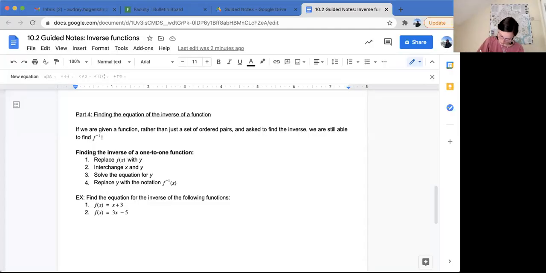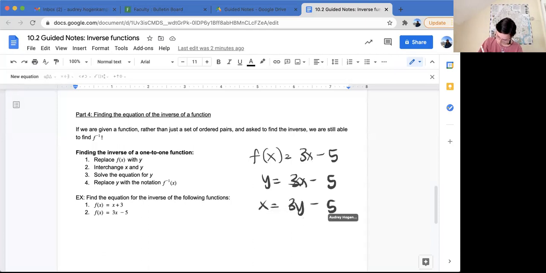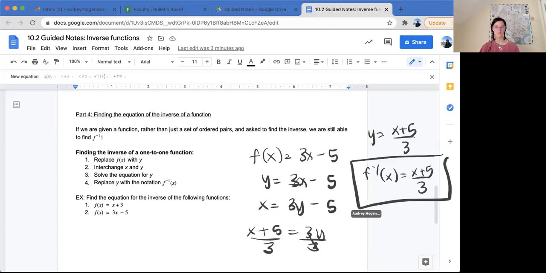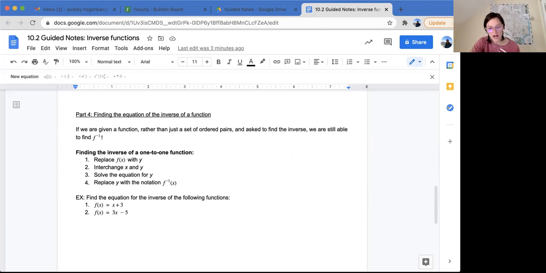All right. Number 2, f of x is equal to 3x minus 5. f of x equals 3x minus 5. Step 1. Step 2. Step 3, x plus 5 equals 3y. And then step 4, f to the negative 1 of x equals x plus 5 over 3. And that would be the inverse of 3x minus 5. As a whole, nothing too bad. Hopefully the math lab helps you practice if you don't quite get it yet.